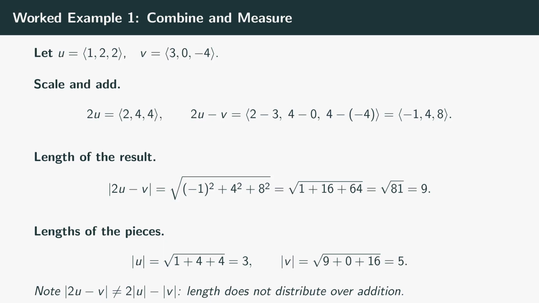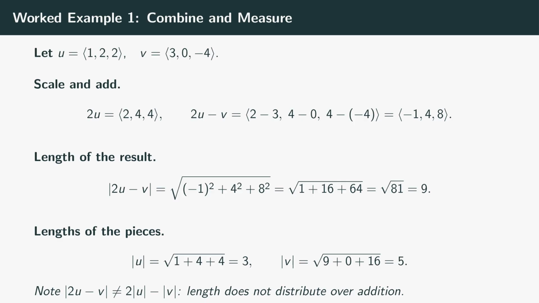Let's run the operations together. Take u equal to the vector 1, 2, 2, and v equal to the vector 3, 0, negative 4. We want 2u minus v and then its length. First scale, 2u multiplies each component of u by 2, giving the vector 2, 4, 4. Now subtract v component-wise. Subtracting is just adding negative v, so we do 2 minus 3, 4 minus 0, and 4 minus negative 4. That last one is 4 plus 4. The result is the vector negative 1, 4, 8.